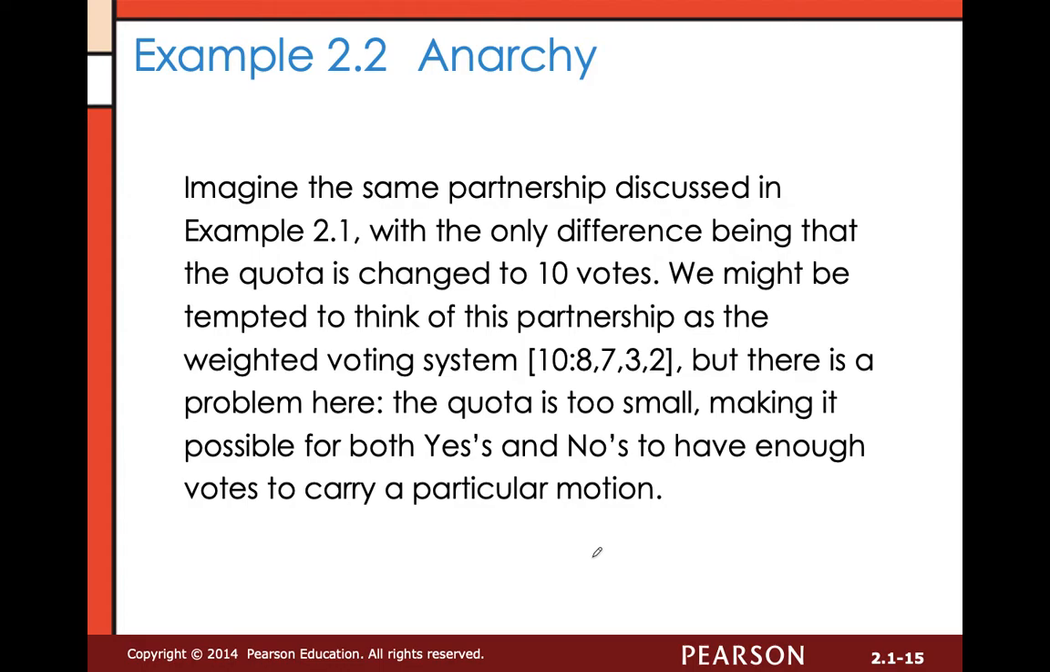Because if you think about it, if you take your first and last, well, you've got 8 plus 2 is, let's say, 10 for the yeses. But then you also have 7 plus 3 is 10 for the noes, which means that they've both met the quota of 10 needed to make the change, but that's not possible. It's a contradiction.